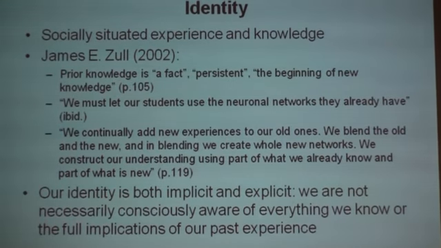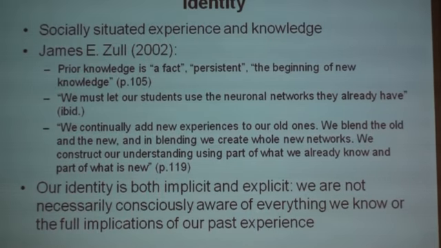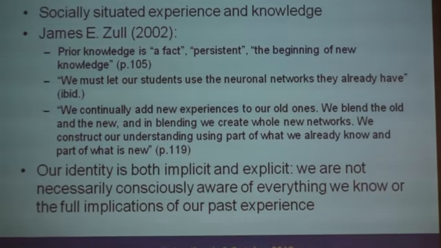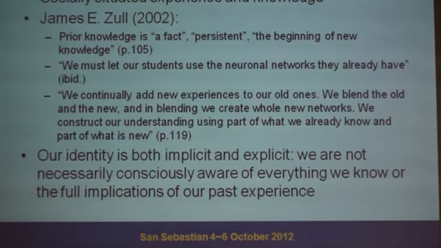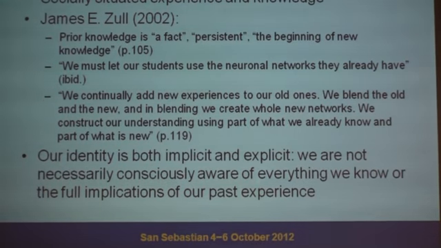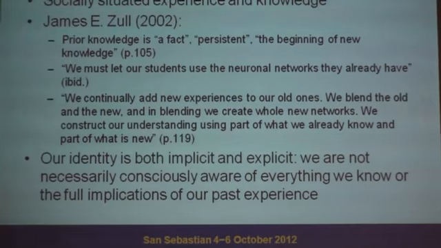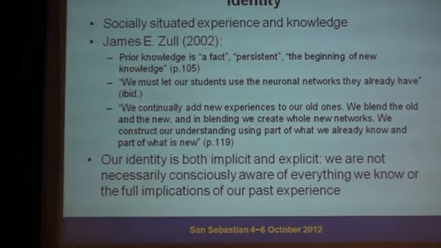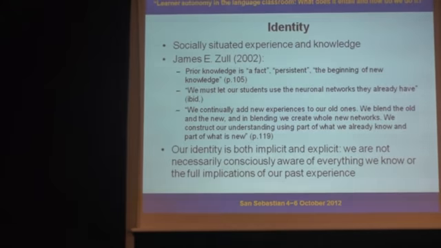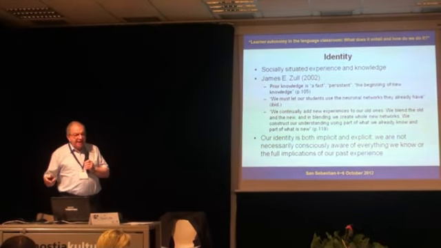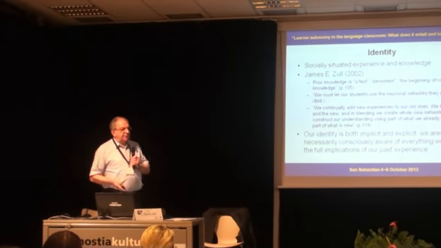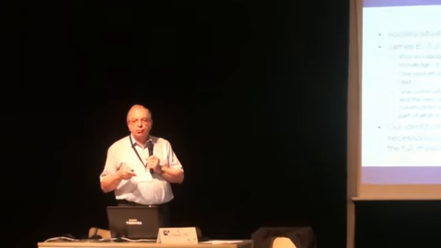I think it's important when talking about identity, though, to make this point, that our identity is both implicit and explicit. It's something we are consciously aware of, but it's something that is part of us and we may not be aware of. So we're not necessarily conscious of everything we know or the full implications of our past experience. And the people who are beginning now to argue against taking account of learners' identities, saying you shouldn't intrude on this, that, and the other, I think fail to understand this rather basic point.